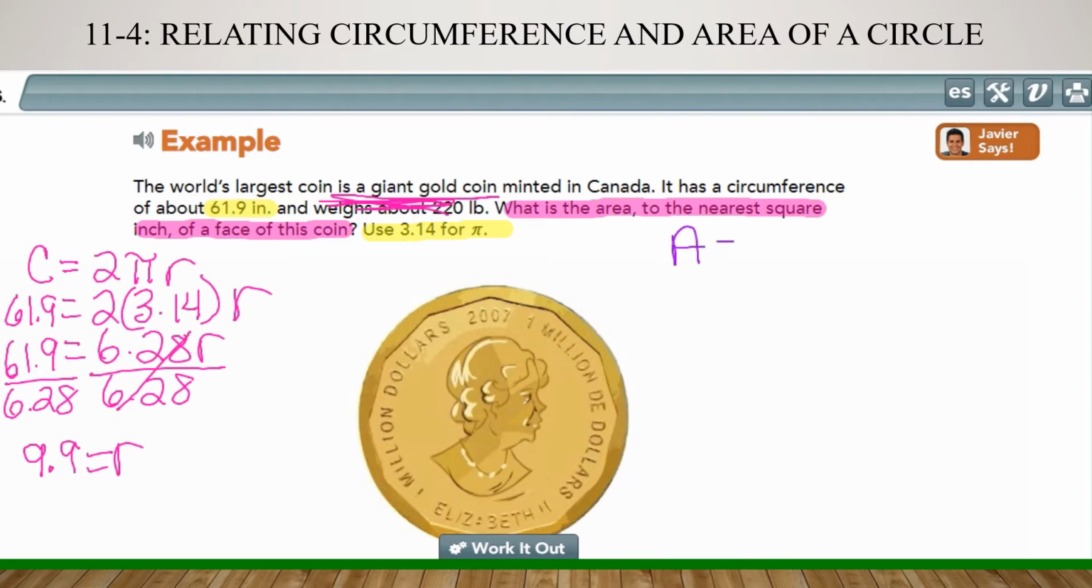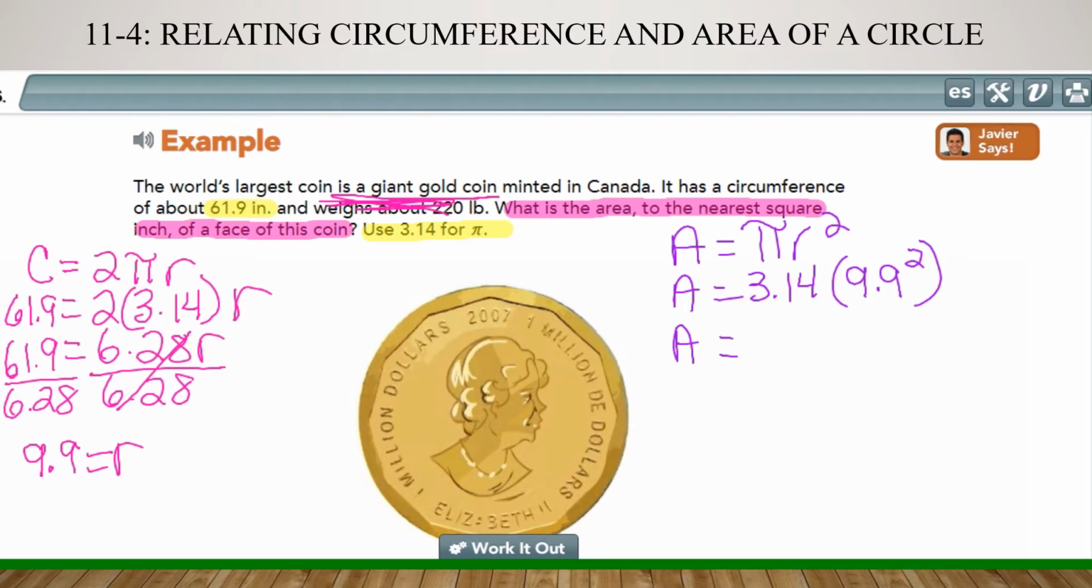Now all I do is write the formula for area of a circle, which is area equals pi times the radius squared. Now I'm going to substitute in the information. Again, it told us to use 3.14 for pi, and the radius we found out was about 9 9/10. You could put the square inside or outside of the parentheses. It doesn't matter. So now we're going to square the 9 9/10.